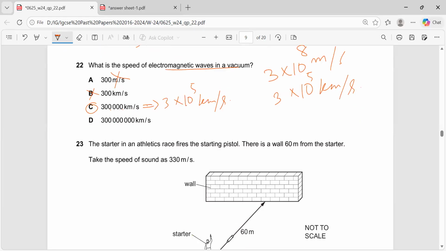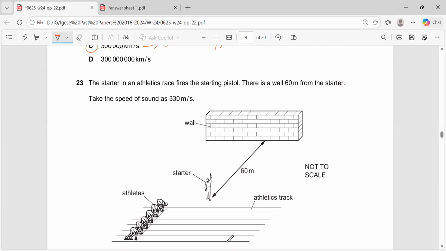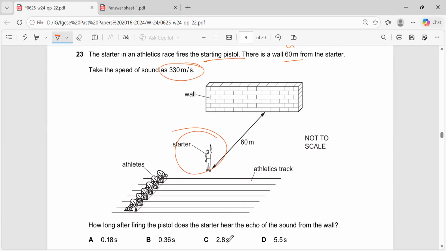Next, my dear friends, 23. The starter in an athletics race fires the starting pistol. Here, the starter is standing. There is a wall 60 meters from the starter. Take the speed of sound as 330 meters per second, and in exams, be very careful. Either they are asking for the speed of sound numerically or the speed of light. So please be careful. And both options are given in the answer options. How long means time we need to calculate, after firing the pistol, does the starter hear the echo of the sound from the wall.